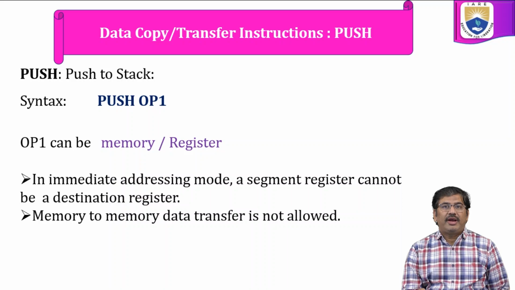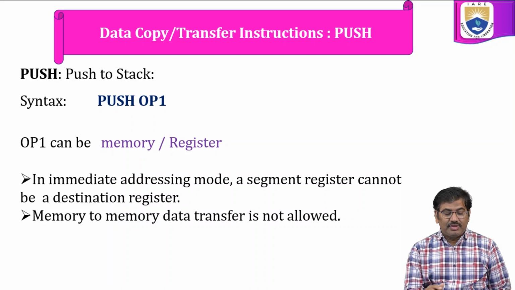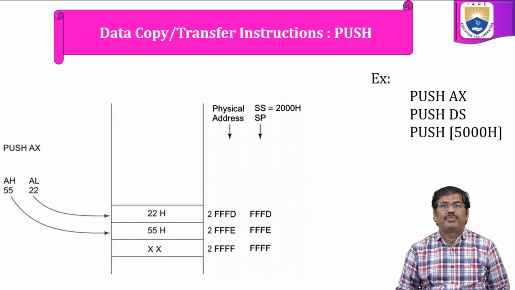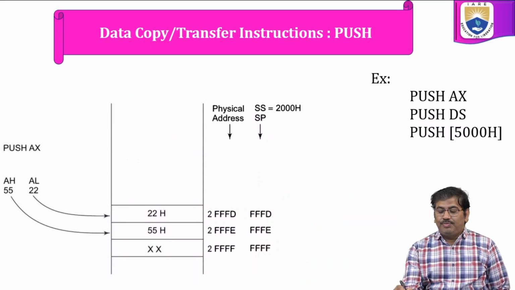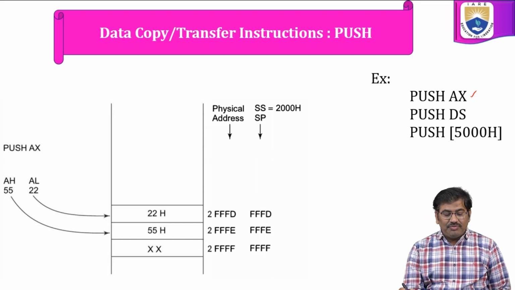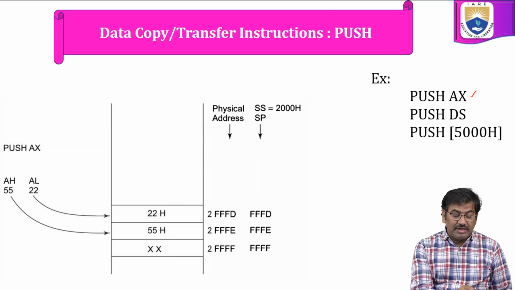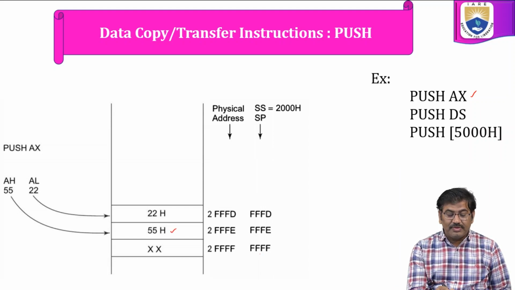Syntax: push operand 1, where operand 1 can be a memory location or a register. Immediate addressing mode does not correspond to push. So let us consider we have a push AX. The top of the stack is pointing to the location, that is, the stack pointer will have the address FFFF. When we push the content of AX, first the AH content is placed, followed by the AL contents.